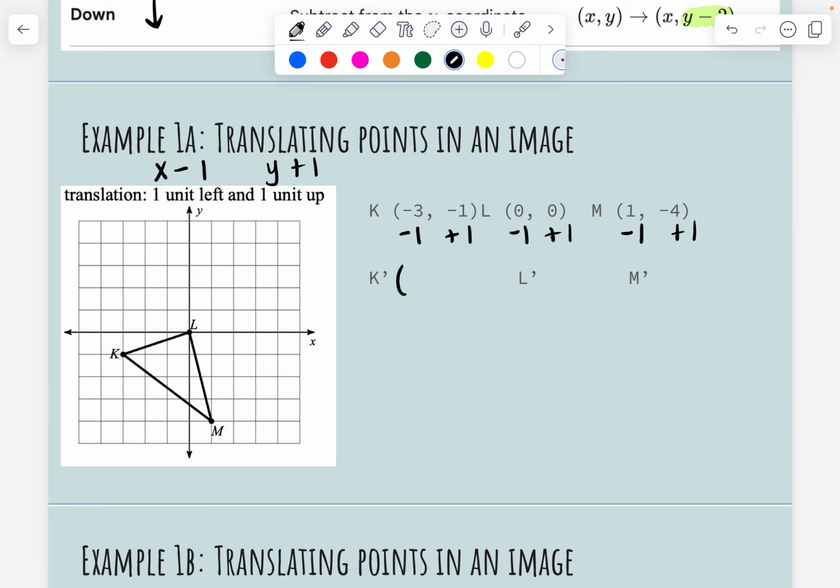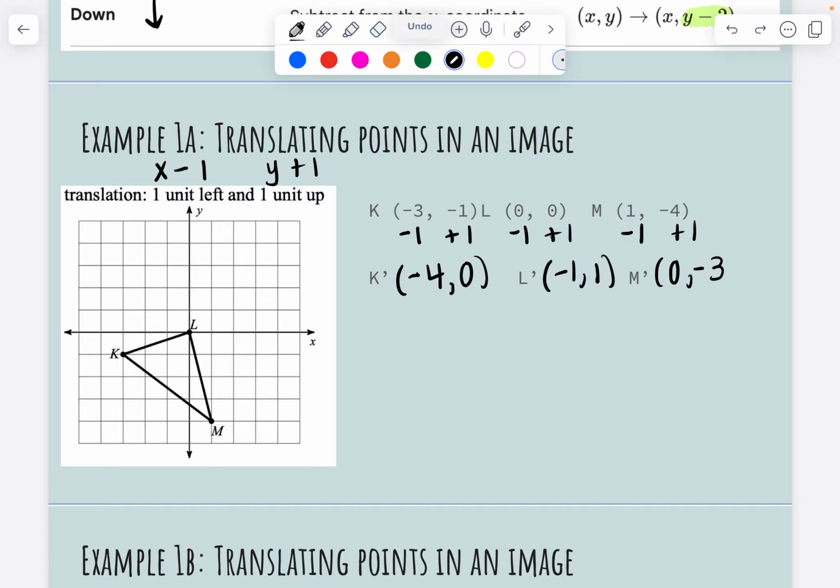So our final answer then: -3 take away 1 is -4. -1 plus 1 is 0. For L, 0 minus 1 is -1. 0 plus 1 is 1. And M, 1 minus 1 is 0. -4 plus 1 is -3.